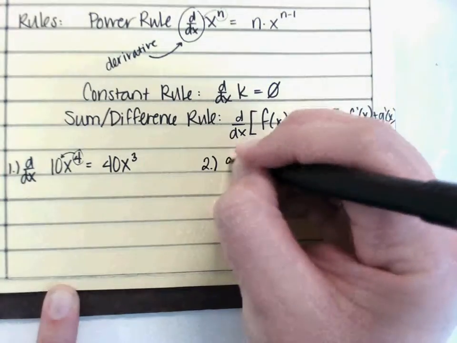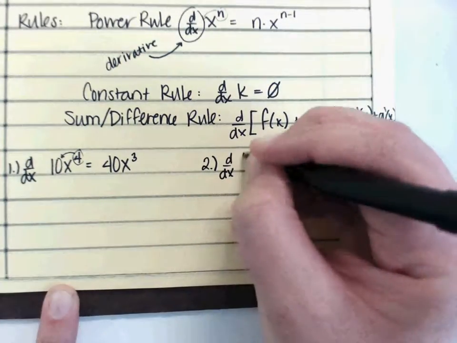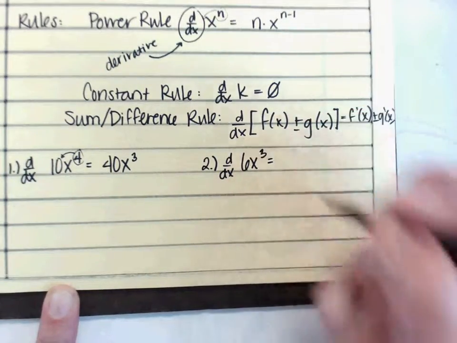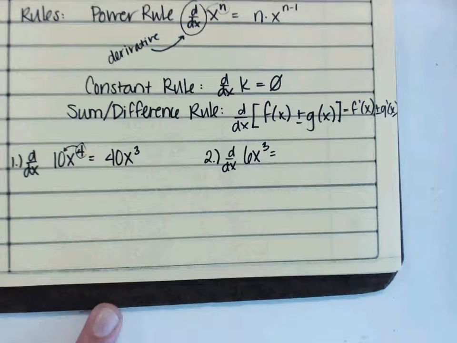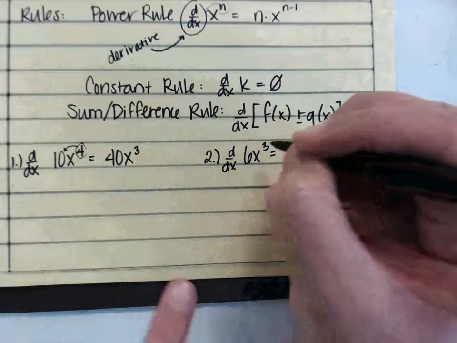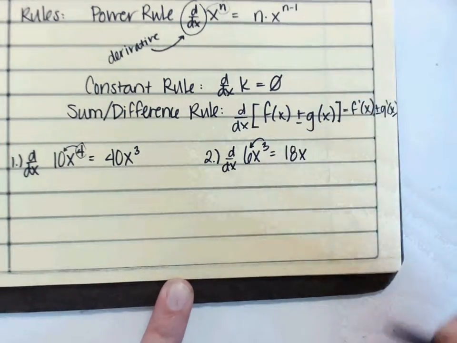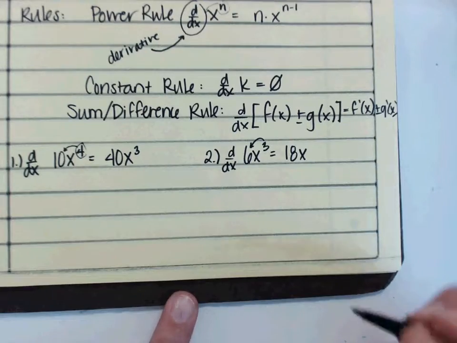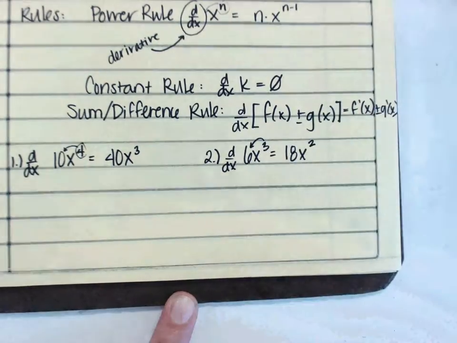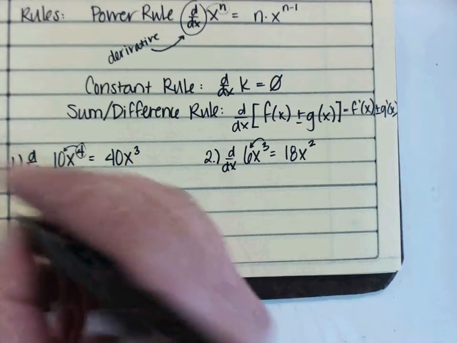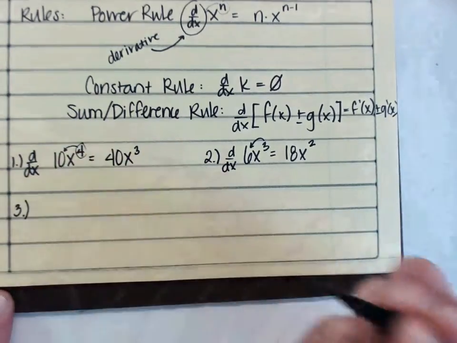Number 2. Let's say you have the derivative d dx of 6x cubed. Same exact thing. You're going to take your exponent, multiply it down to the front. 3 times 6 is what? 18, and then your power goes down by 1. It used to be cubed, now it's squared. Good? Okay, next one, example number 3.